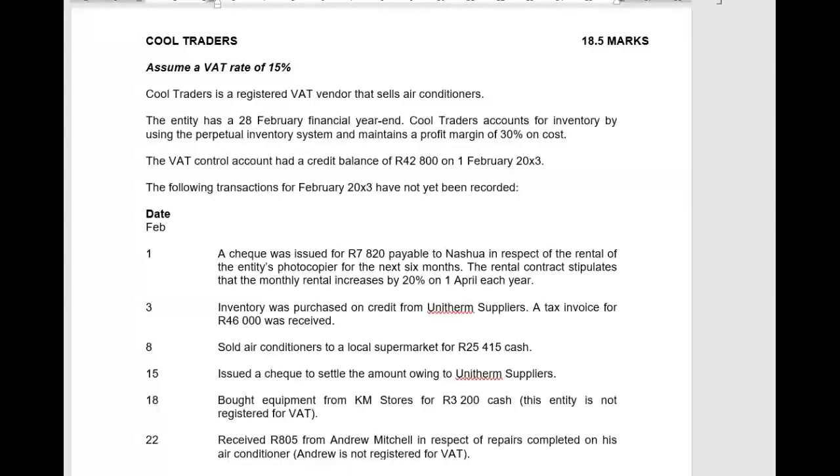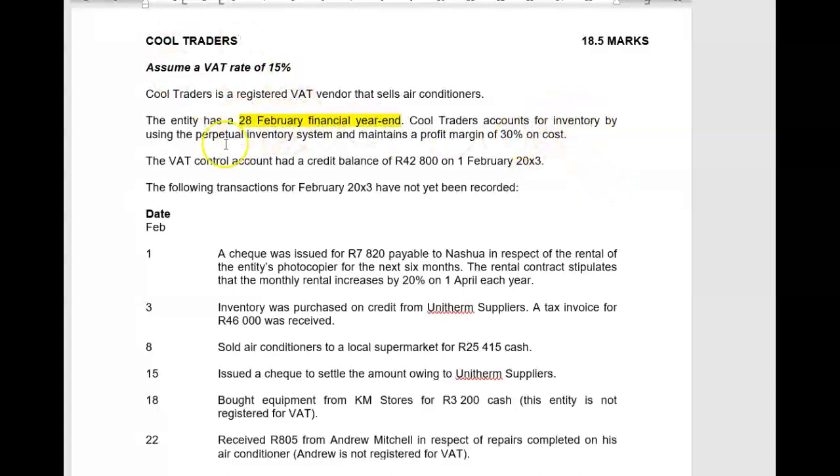Good guys, let's step it up a few notches. Cool Traders assume a VAT rate of 15%. Cool Traders is a registered VAT vendor that sells air conditioners. The entity has a 28 February financial year end.